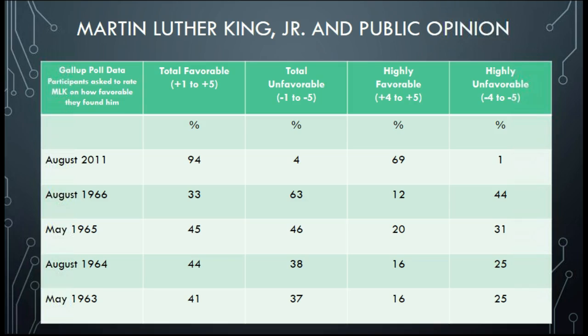Now, rather than 37% of people polled having a total unfavorable view of him, you now have 63% of the people polled, twice as many as the people who liked Martin Luther King as people who didn't like him in 1966. And then that was 44% who had that highly unfavorable view of Martin Luther King. 44% versus 12% who had a highly favorable view of him.